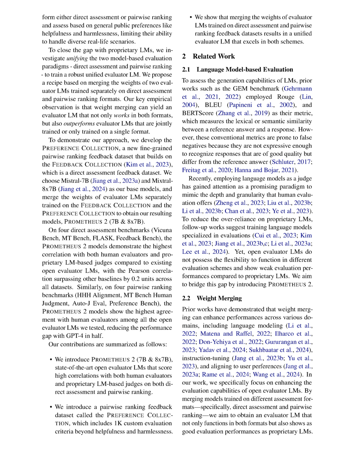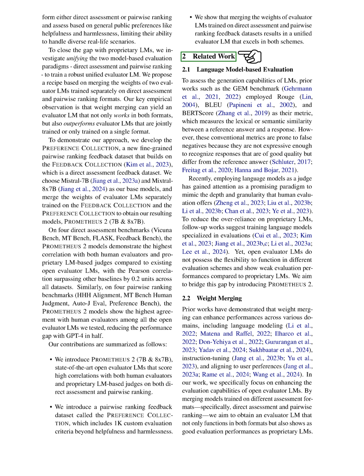Section Summary. In this section, we explore the challenges in evaluating language model outputs and the emergence of language model-based evaluation paradigms like direct assessment and pairwise ranking. While prior works using proprietary LMs for evaluation have shown high correlations with human judgments, concerns about transparency and flexibility persist. To address these issues, we propose a unified evaluator LM by merging weights from separate direct assessment and pairwise ranking evaluator LMs, resulting in Prometheus 2 models that outperform existing open evaluator LMs on various benchmarks.